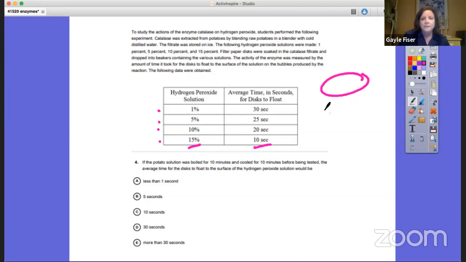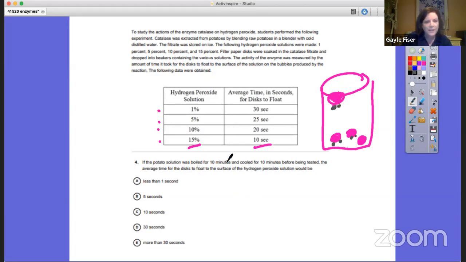So let's talk about what happened. Here's our beaker, and we have some discs soaked in catalase. When the hydrogen peroxide is broken down by that catalase, there's going to be oxygen gas bubbles underneath these discs, and it's going to lift these discs up to the top of the beaker. Right? Okay, that's what is going to happen.